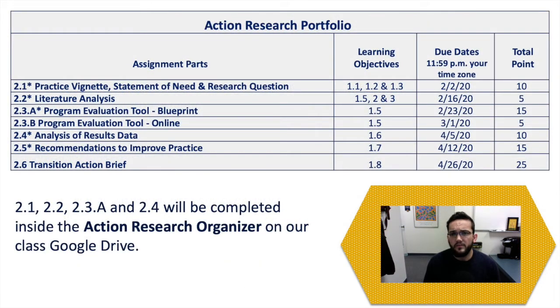If you open up your syllabus to page 5, you'll see a complete and comprehensive description of the second assignment for this semester, which is your applied research portfolio. This portfolio is going to happen in 2 spaces. First and primarily, it's going to happen in your Action Research Organizer within our Google Drive for this class. And the parts that will happen in that are your practice vignette, statement of need, and research question, which is the first sub-assignment, your literature analysis, your program evaluation tool blueprint, which is where you're developing your questions, your analysis of results, and your recommendations to improve practice.